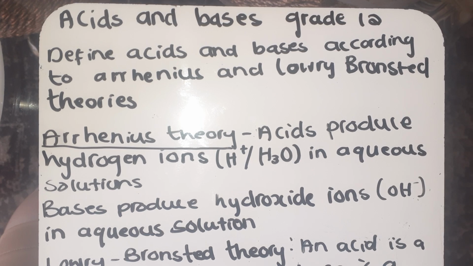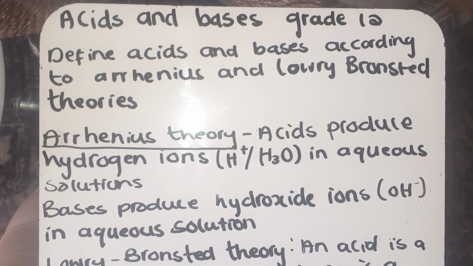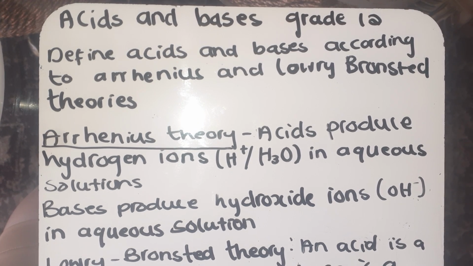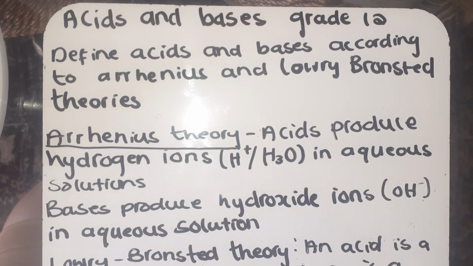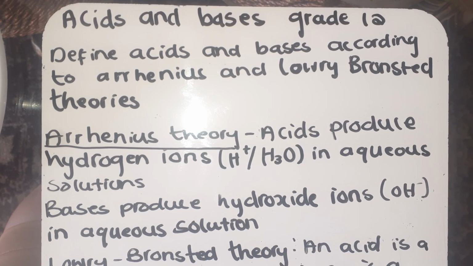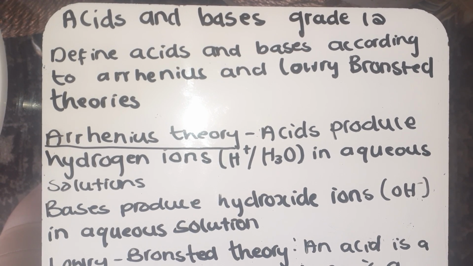The most important thing with acids and bases that you have to know is how to define acids and bases according to the Arrhenius and Lowry-Bronsted theories. It's actually very important.